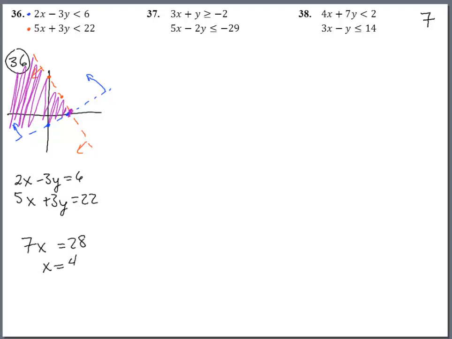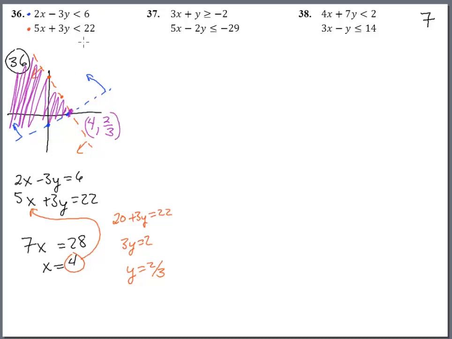If we stick the x equals 4 back in anywhere up here, like that, we get 20 plus 3y equals 22. Let's write that down. 20 plus 3y equals 22. Means 3y equals 2. Means y equals 2/3. So that point that we were looking for right there was 4, 2/3. Hey, our graph wasn't as bad as I thought it was.